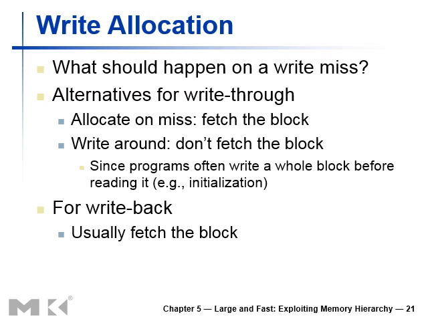The next strategy is the write allocation strategy. So what would happen on a write miss? In that particular scenario, there are alternatives for write through. We could allocate on miss, fetch the block, and with write allocate, what we used to do is move that block into the cache memory first, to the upper level, so that the block can be accessed by the processor. Whereas for the write around strategy, we don't fetch the block, since programs often write a whole block before reading it.